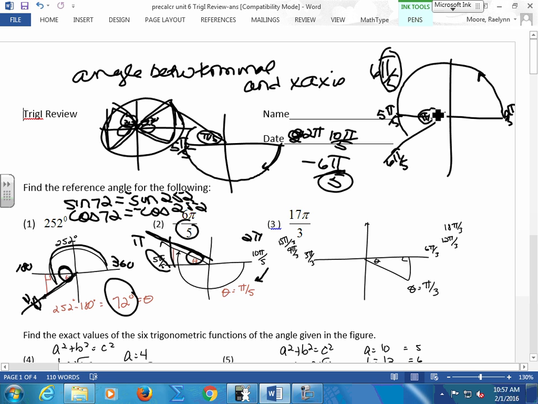Let's flip this to degrees. How do I change this to degrees? Multiply it by what? I want to get rid of the pi, so 180 over pi. Out comes this. 5 goes into 180 how many times? We said 36 times 6. What's 36 times 6? Is that 216?